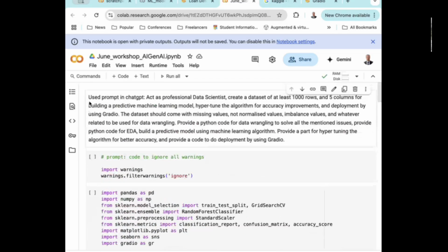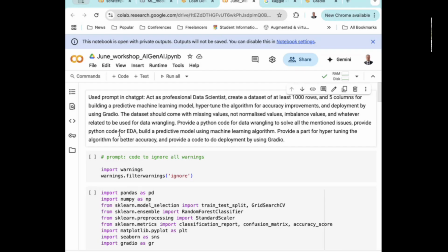Okay, this is the same one. Yes, all right, let me share with you. This is the prompt that I use. This is a user prompt: act as a professional data scientist. Create a data set of at least 1,000 rows and 5 columns for building a predictive machine learning model. Hyper-tune the algorithm for accuracy improvements and deploy by using Gradio. The dataset should come with missing values, not normalized values, imbalanced values, and whatever related to be used for data wrangling. Provide a Python code for data wrangling to solve all the mentioned issues.